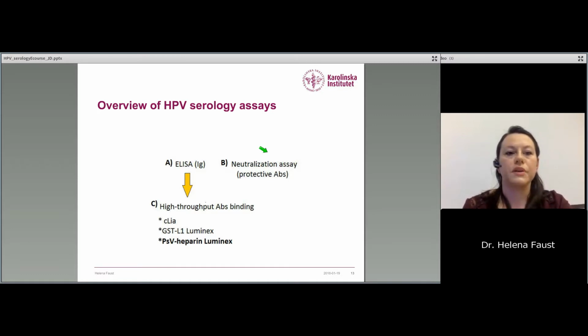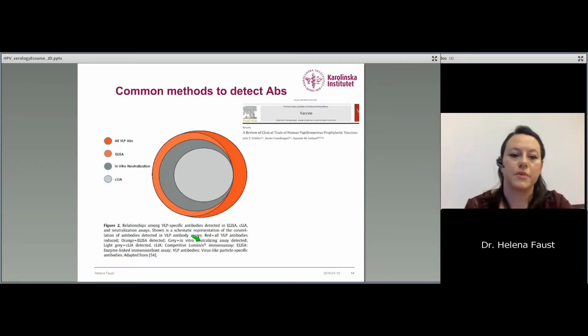So now I give you a slight overview about different HPV serology assays. They can basically be divided into 3. First is the neutralization assay, which is the golden standard assay, and it measures protective antibodies, meaning all kinds of antibodies, IgG, IgA, IgD. Then there are binding assays. One can call it ELISA, which specifically detects, for example, IgG. And then this ELISA can be further developed into high throughput antibody binding assays called multiplexing. And here we have, for example, competitive Luminex assay, TST Luminex assay, and pseudovirion heparin Luminex assays.